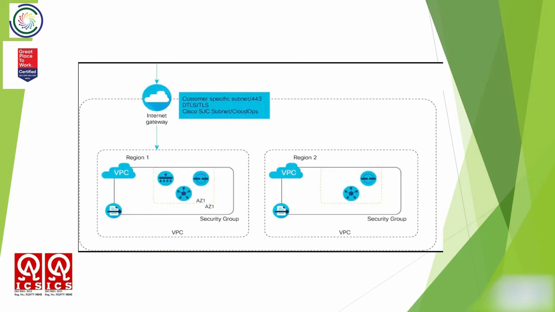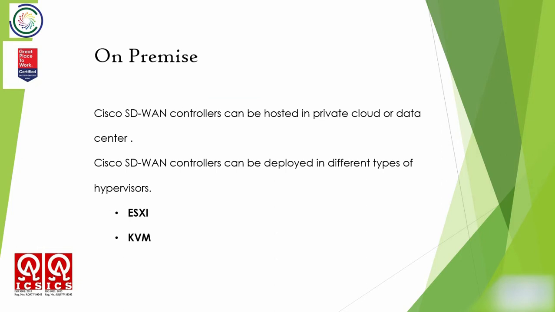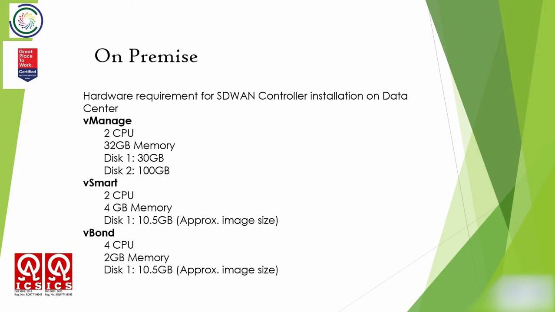We can also host our controllers on-premise or in our own data center. Since the controllers are hosted in the data center, we must make sure the vBond is reachable from the external network. If a private IP is used for the vBond configuration, we must perform NAT configuration for the vBond so that the vBond controller can be reachable from the external network.